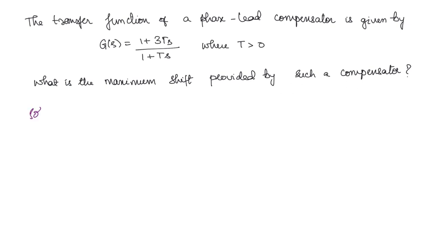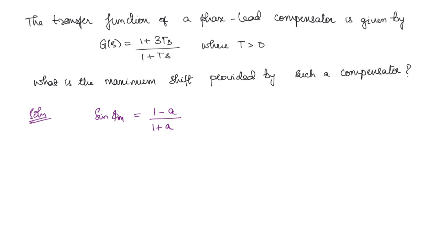So we know the expression for this already. Sin phi m, where phi m is the maximum phase shift, is equal to (1 - a) / (1 + a). Now it is given that it is a phase lead compensator. So for phase lead, a will be less than 1. So here 1 - a will come out to be a positive value, right? So phi m will be a positive phase shift.